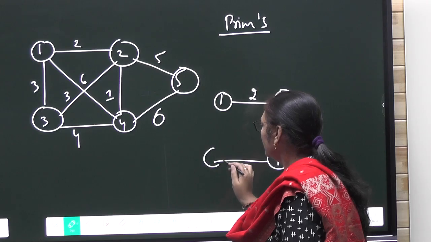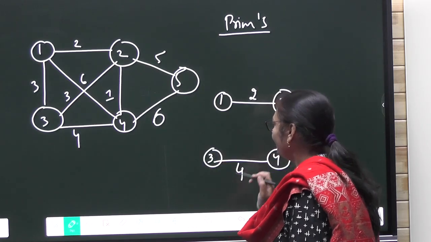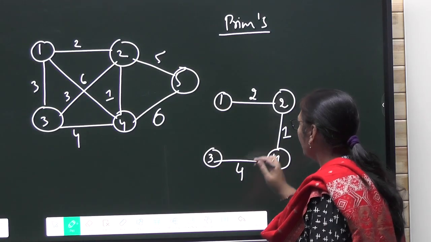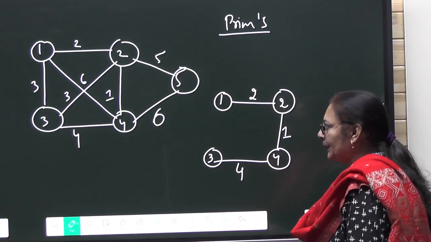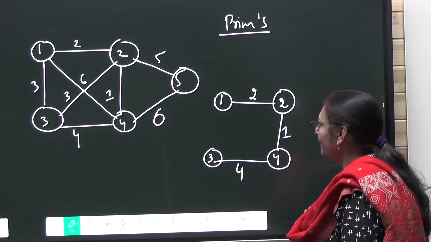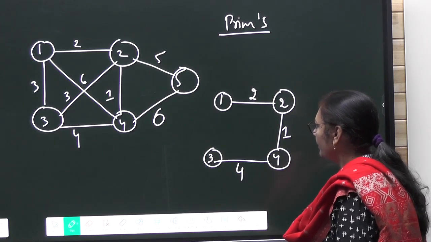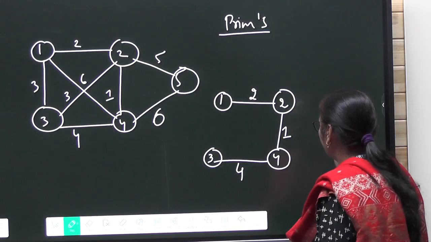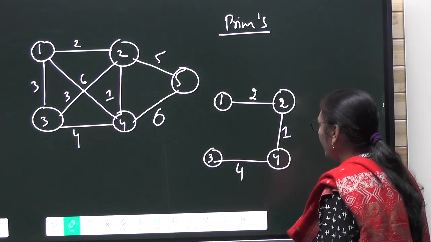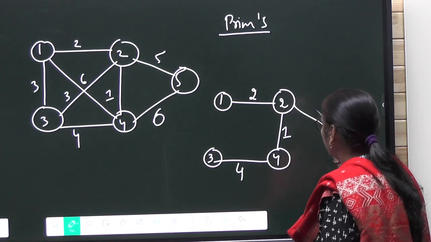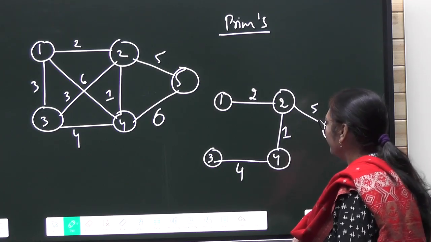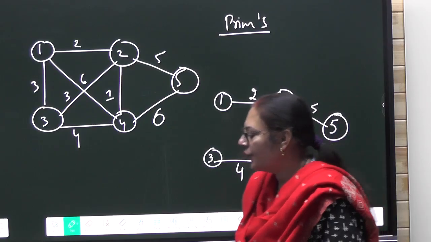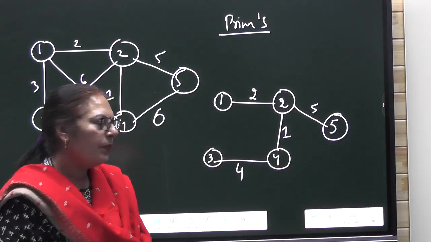So next is this 4. Out of 3, we cannot pick any because it is going to put the cycle. Okay. And then we are going to take 5 minimum. So this is the minimum spanning tree given by the Prim's algorithm.